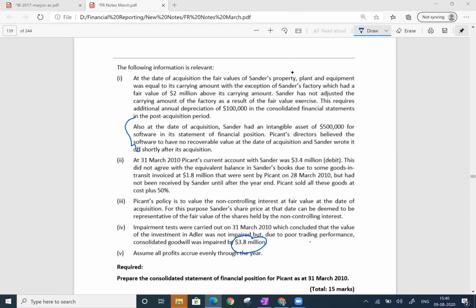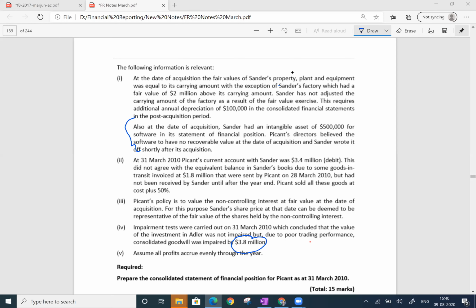Okay, and that's it. Assume all profit accrues evenly throughout the year. So that means if there is any mid-year acquisition, you can take 6/12 or 3/12. Now read the first adjustment once again, but the second paragraph. Let's see whether you are able to do this. If you're able to do this, you can really congratulate yourself because you have understood consolidation perfectly. Whatever questions they ask in consolidation, section C, you will be able to answer.